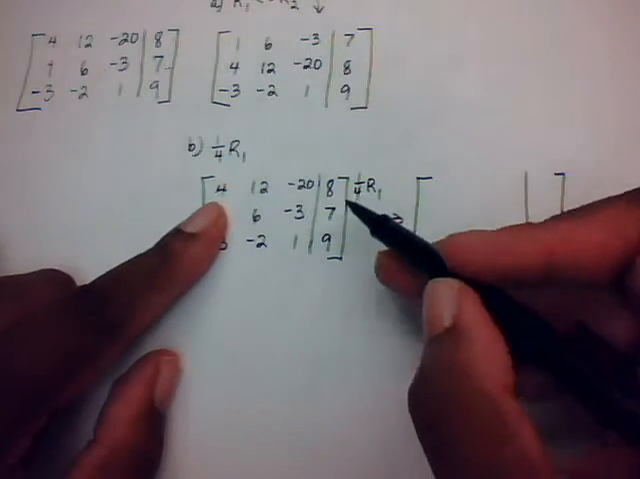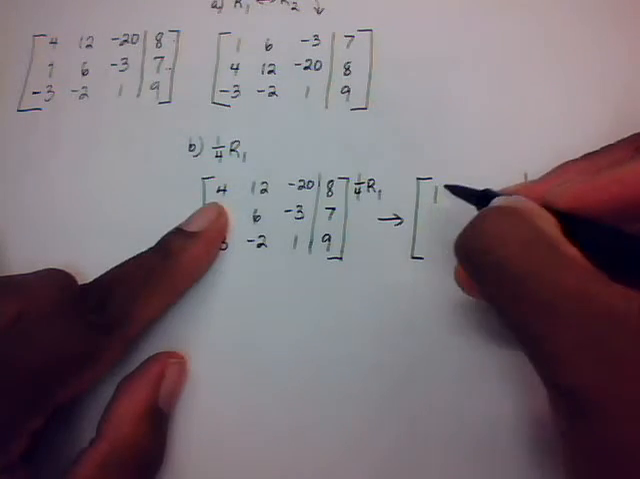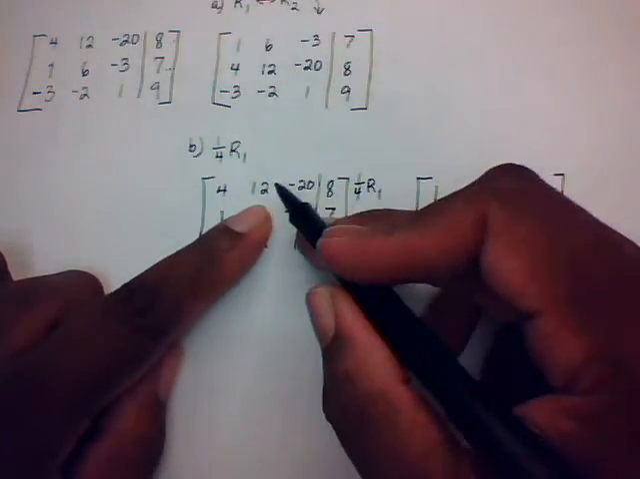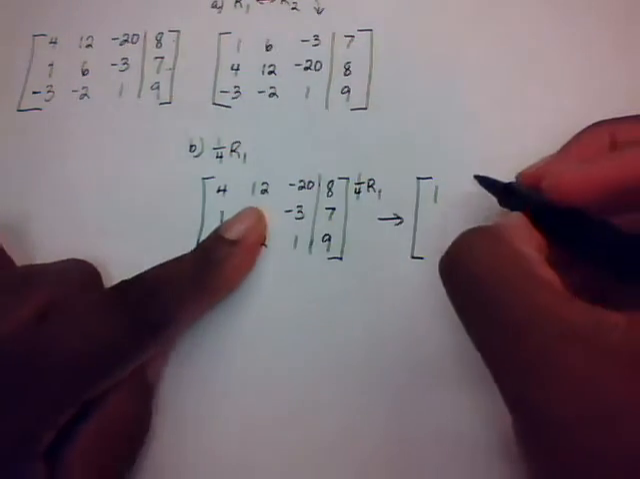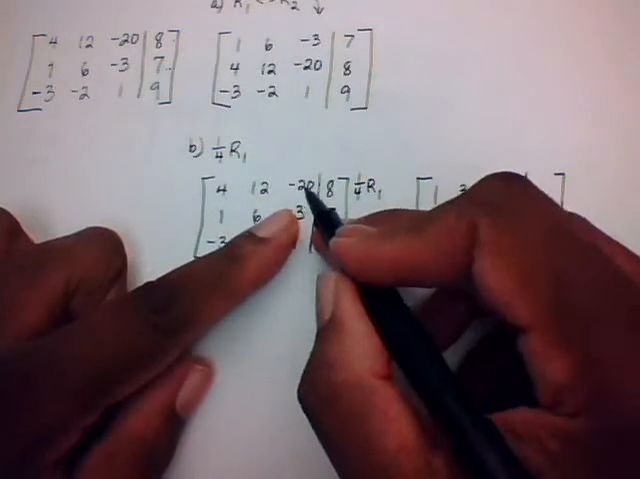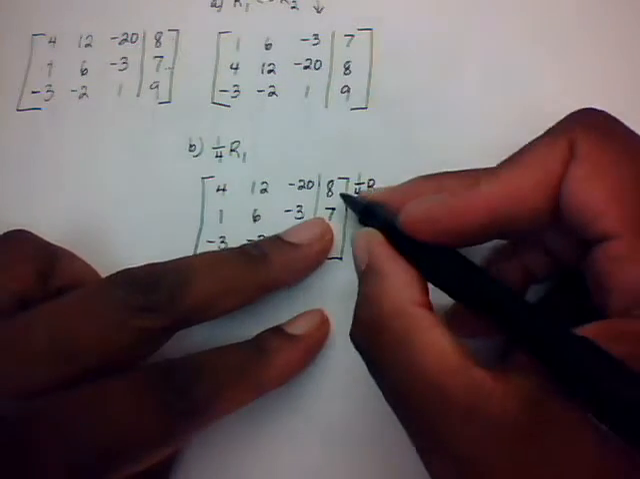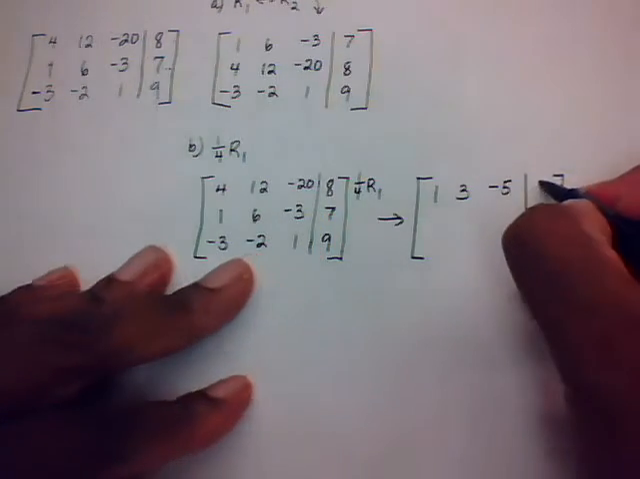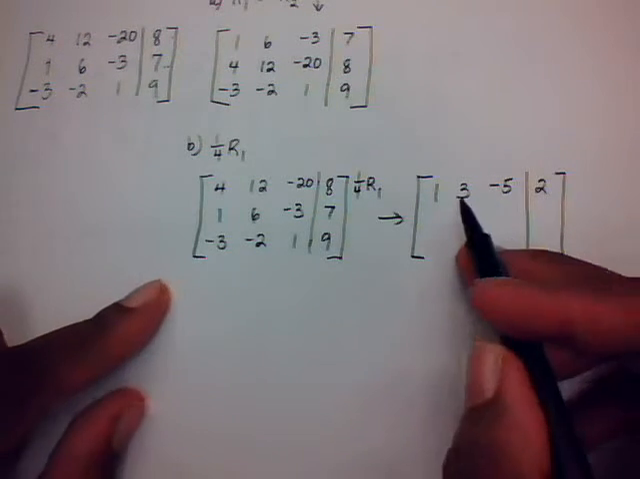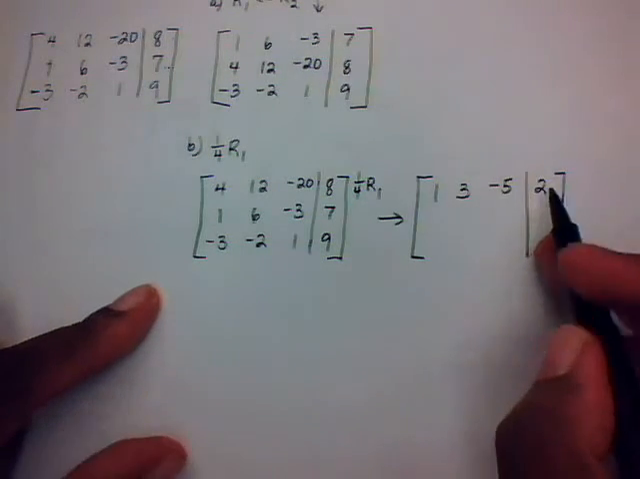And when we do that, we take 1/4 of 4, or 4 divided by 4, which will be 1. 1/4 of 12, or 12 divided by 4, will be 3. 1/4 of negative 20, or negative 20 divided by 4, would be negative 5. And then 1/4 of 8, or 8 divided by 4, would be 2. Okay, so that new row 1 will be 1, 3, negative 5, and 2.